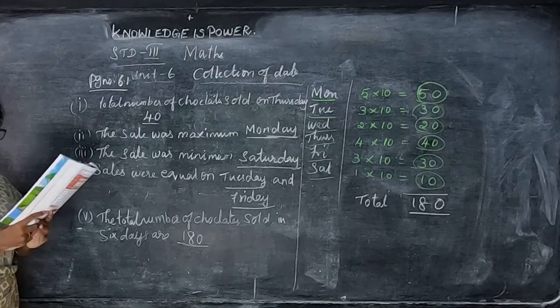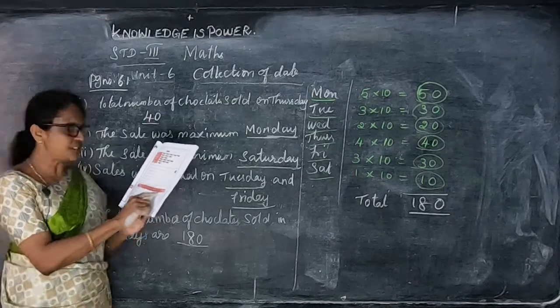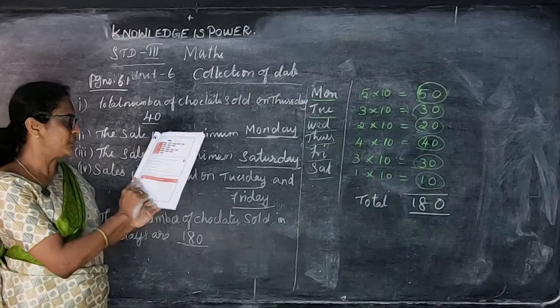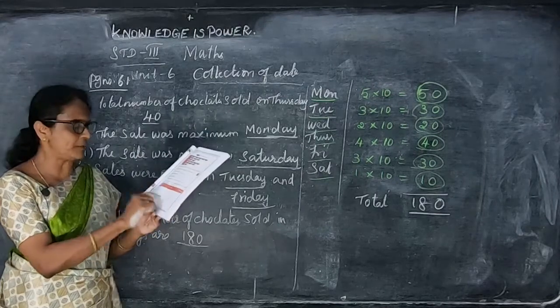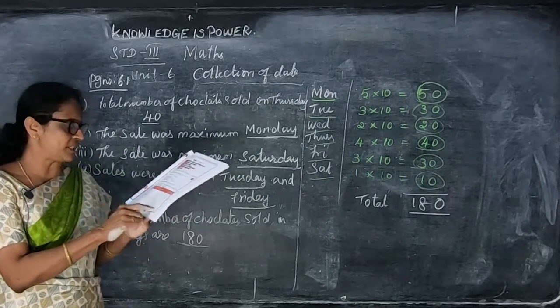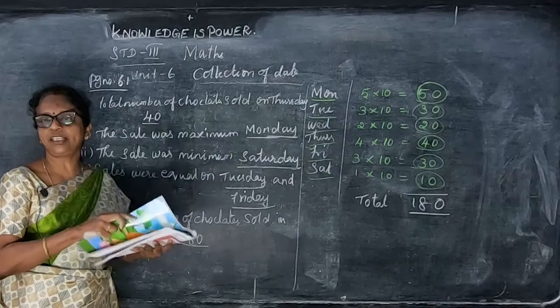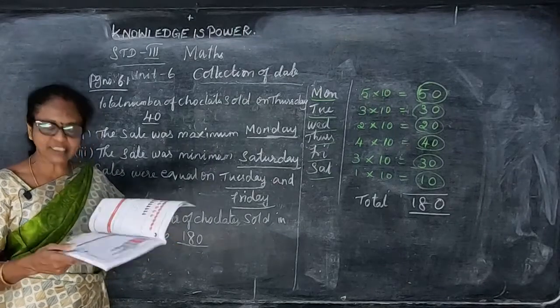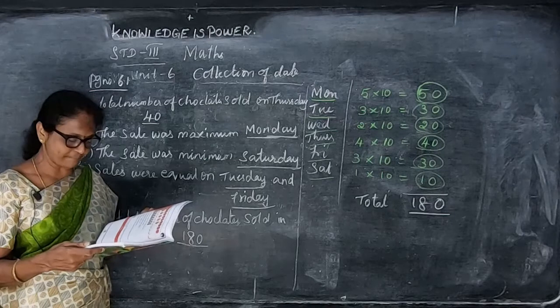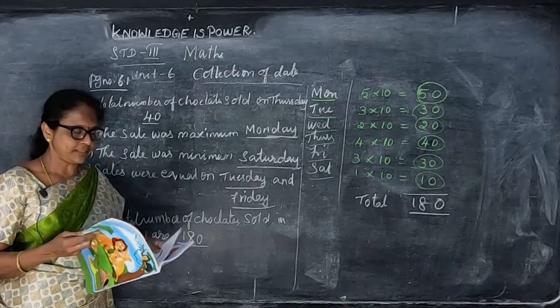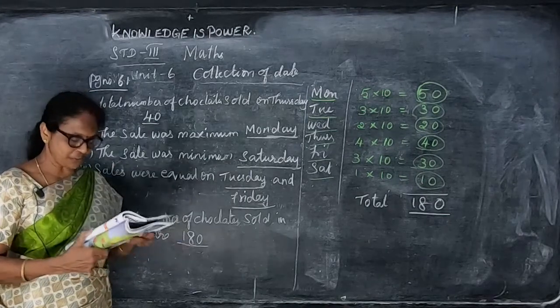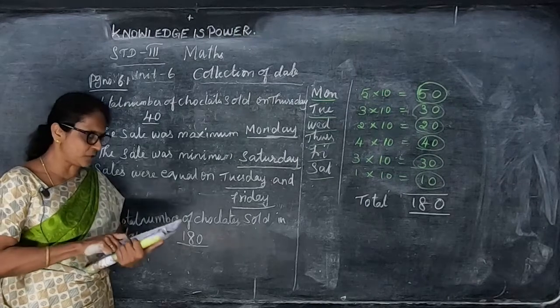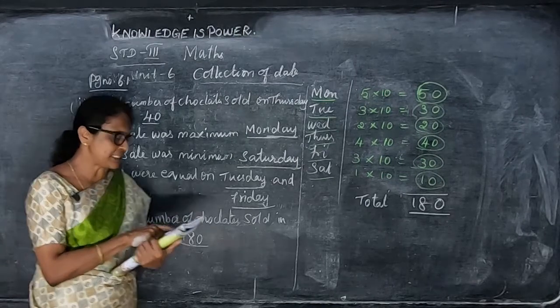Okay, collect the data from your friends. You can ask your friends how many come by walk, by cycle, by motorcycle, by public transport, by school vehicle. Like that you ask your friends and write it, children. And then drawing conclusion. You have to draw conclusions from the represented data.